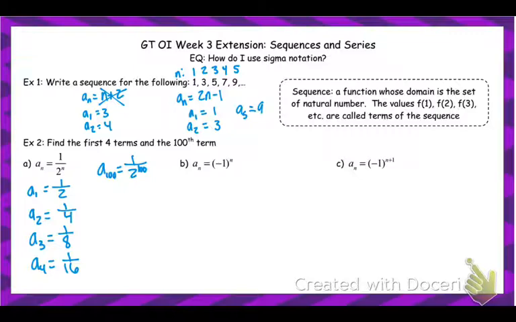All right, let's look at this next one. The first term, negative 1 to the first is negative 1.